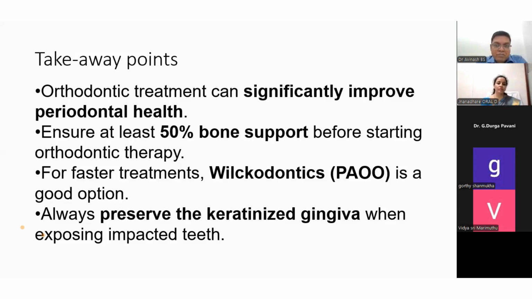50% bone support should be present, as well as the patient's maintenance has to be good and the periodontal condition should be stable. That means there is no active periodontitis present. And in case you are considering faster treatments, then Wilckodontics, that is periodontally accelerated osteogenic orthodontics, is an option. Always preserve keratinized gingiva whenever exposing an impacted tooth.